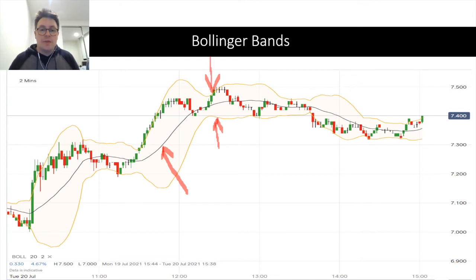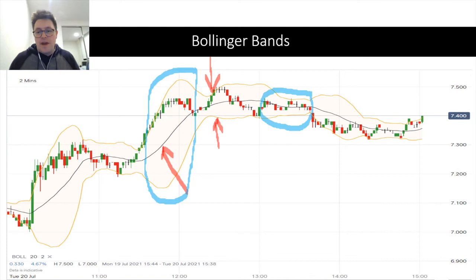These deviations will typically be at 20% from the moving average. The standard deviations make the bands widen or narrow throughout the day according to volatility. So as you can see, more volatile trading happening in this section here, you get nice big wide bands. However, you do get these brief periods here where it is a little bit less volatile and the bands start to narrow.